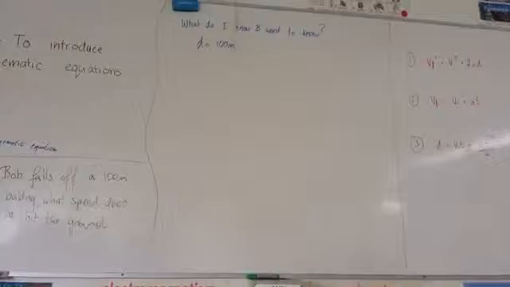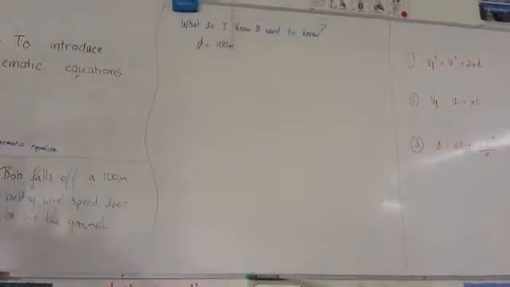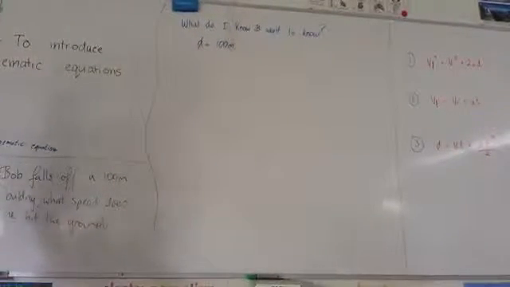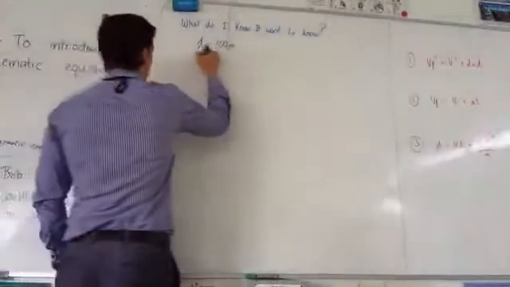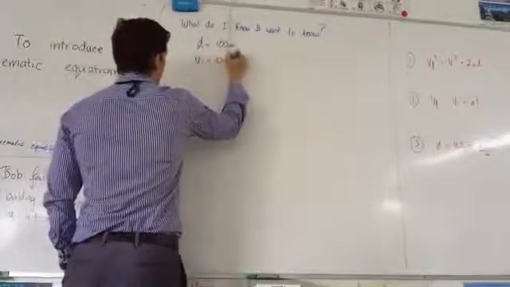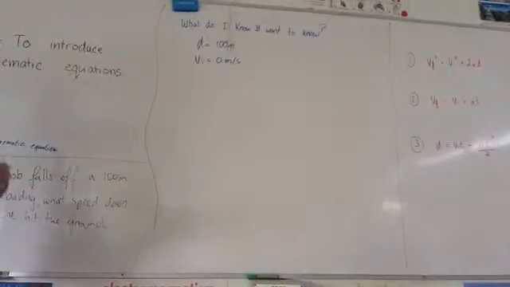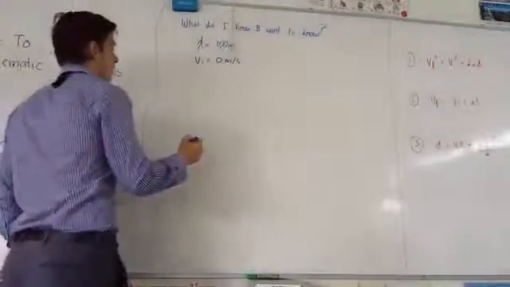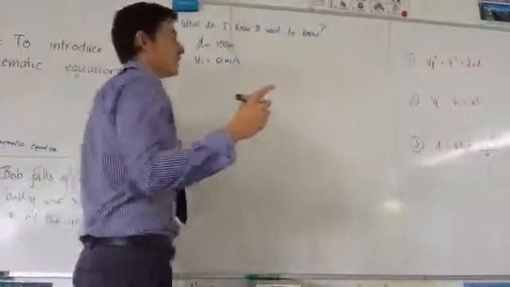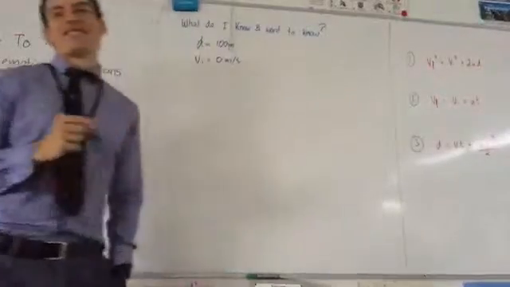What else do we know? The initial velocity was 0. Yep, we know that VI equals 0 metres per second because he's just started to fall. Would the final velocity also be 0? Not quite.